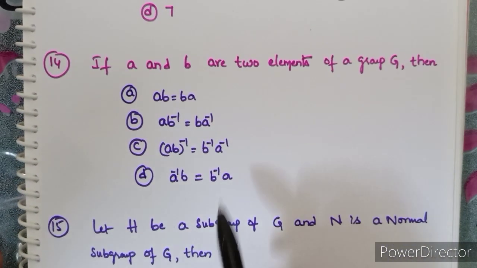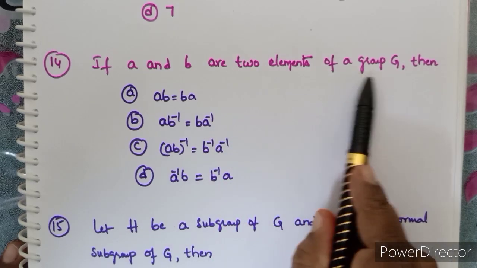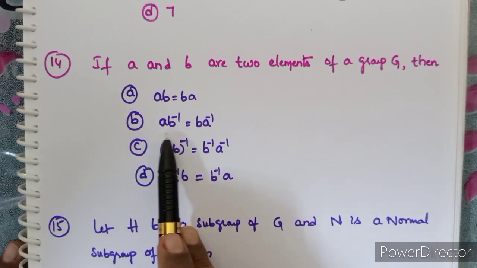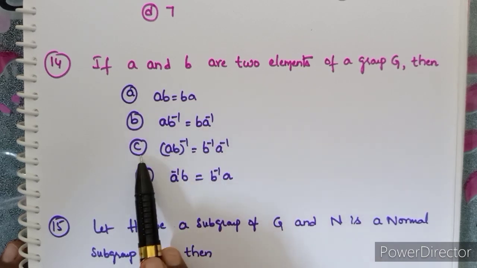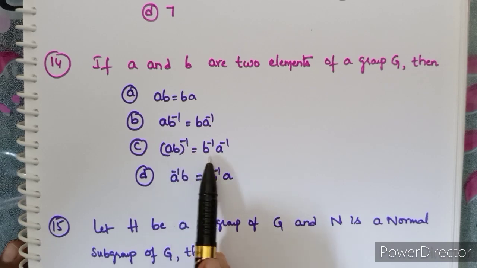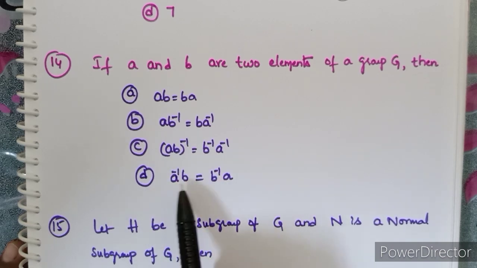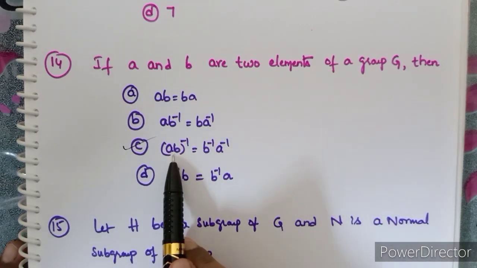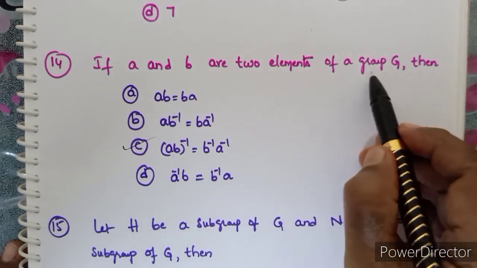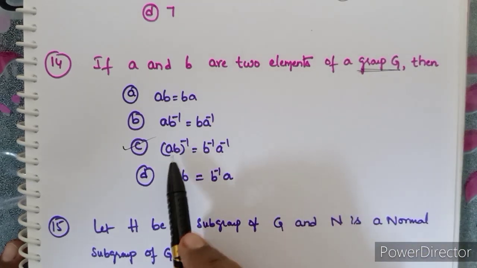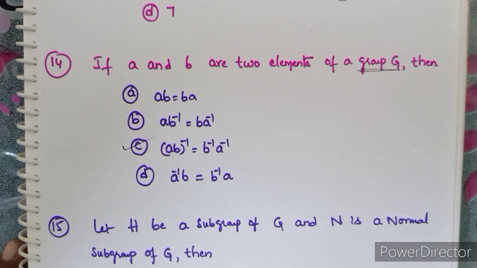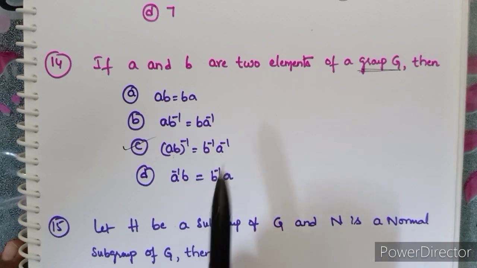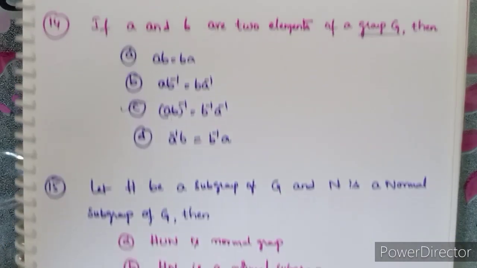14th question. If A and B are two elements of a group G, then option A, AB equal to BA. Option B, A into B inverse is equal to B into A inverse. Option C, AB whole inverse is equal to B inverse into A inverse. Option D, A inverse into B is equal to B inverse into A. Option C is correct. It is just a group. Suppose it is an abelian group, then AB whole inverse is A inverse into B inverse, we could write like that. But here it is just a group. AB whole inverse is equal to B inverse into A inverse is the correct answer.